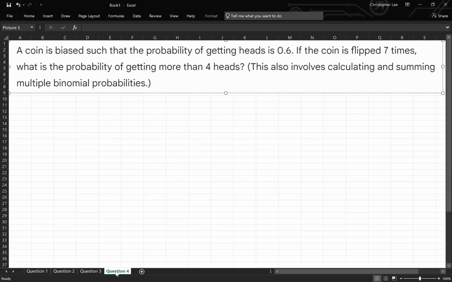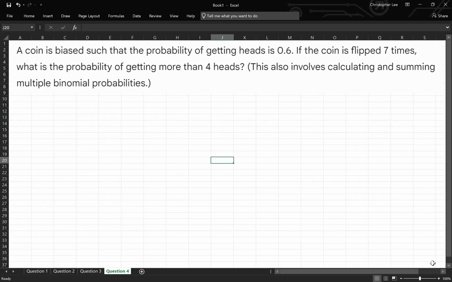All right. Let's take a look at question 4. Something we did yesterday. It says a coin is biased. Oh, shoot. This is that Fordham University. Ooh, this is that Fordham Road question right here. A coin is biased such that the probability of getting heads is 0.6. If the coin is flipped 7 times, what is the probability of getting more than 4 heads?